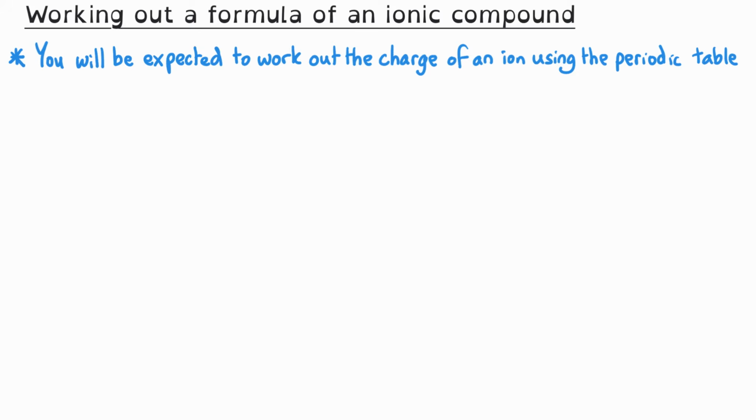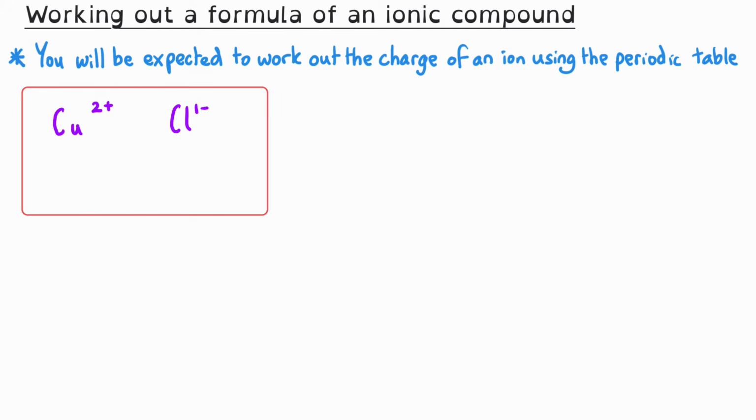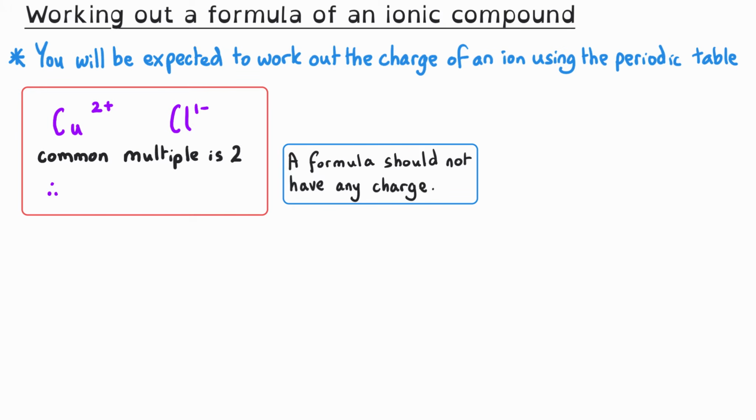negative charge. For instance, in copper chloride, copper has a 2+ charge and the chloride ion has a 1- charge. And so the common multiple here is 2. And so what we need to do is have multiples of one or both of these ions until we get the same amount of positive charge as we've got negative charge, because the idea is those charges need to cancel each other out and the compound should not have any charge overall.